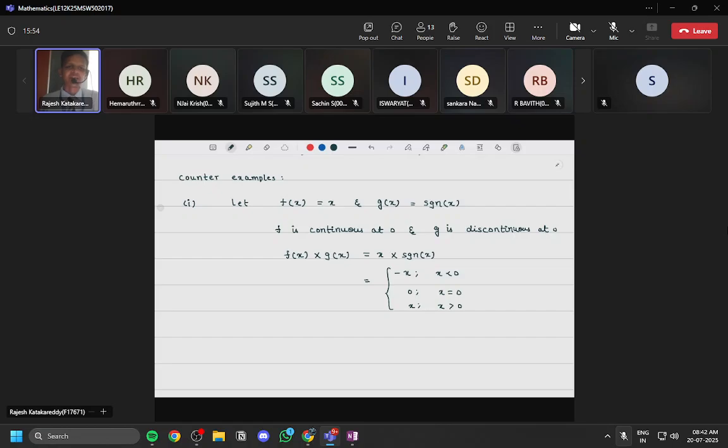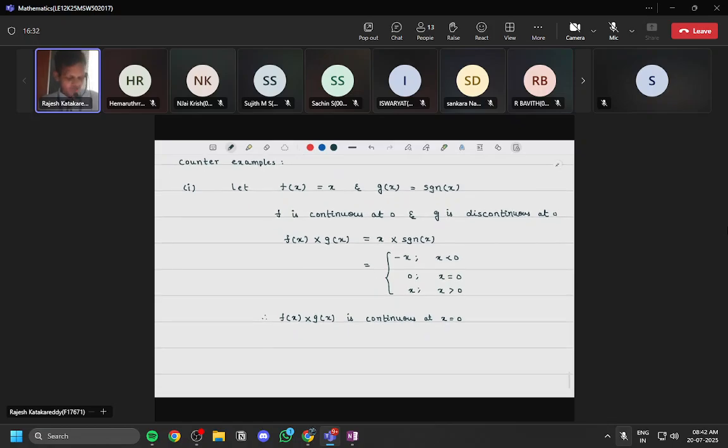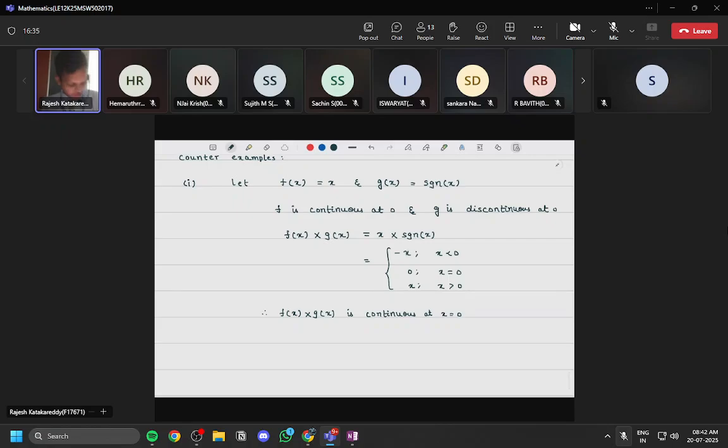If we check the left hand limit at 0, how much are we getting? The right hand limit is the function value. So what I can conclude is that f of x into g of x is continuous at x equal to 0. The product of one continuous and one discontinuous function may or may not be continuous. We can also add may or may not be discontinuous. Clear? Understood this one?